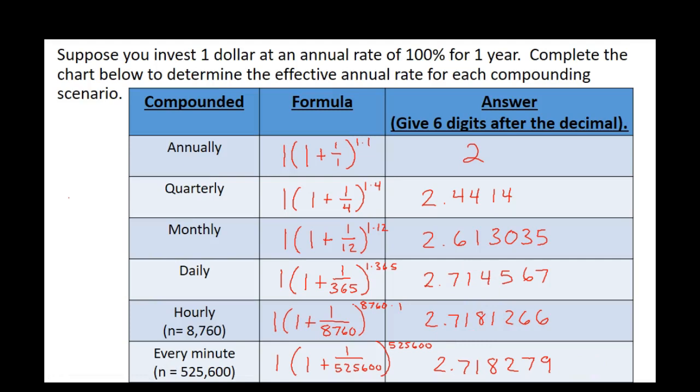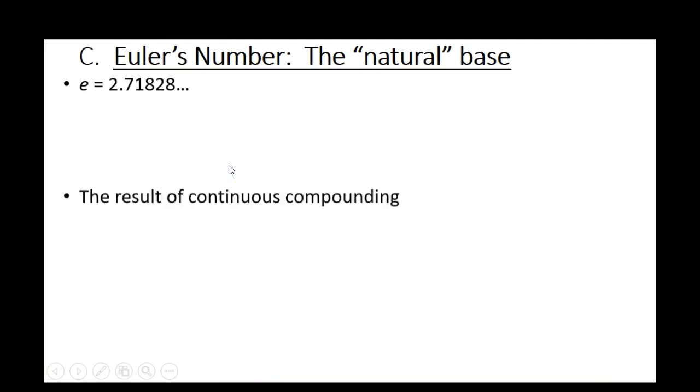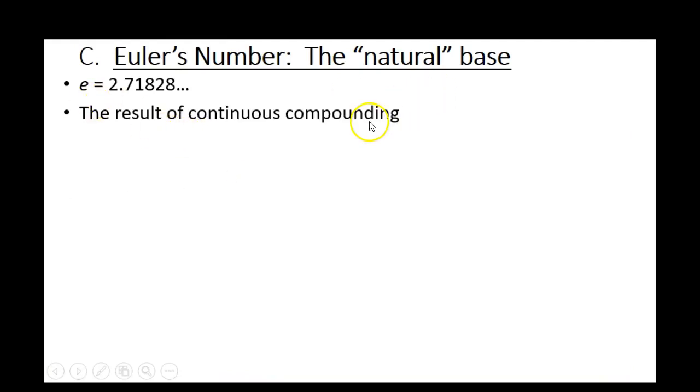So let's see here. I'm going to pause my. So there's his value. This is how we get it.